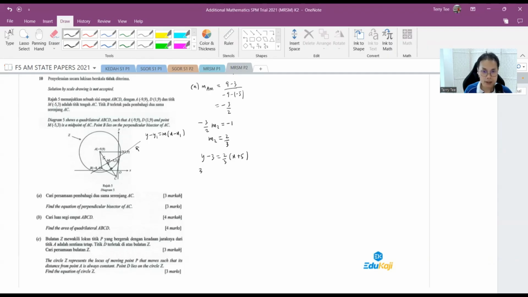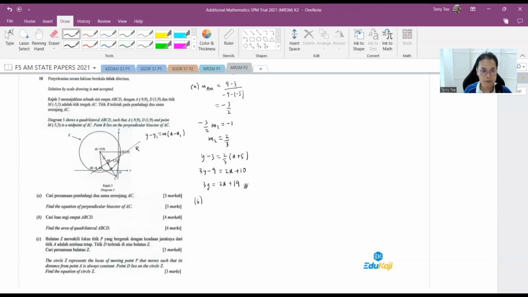So let's multiply this up. 3y minus 9 equals 2x plus 10. Bring it over. 3y is 2x plus 19. There you go. Your equation of straight line will be this, 3y equals 2x plus 19. Okay, so that's part A.